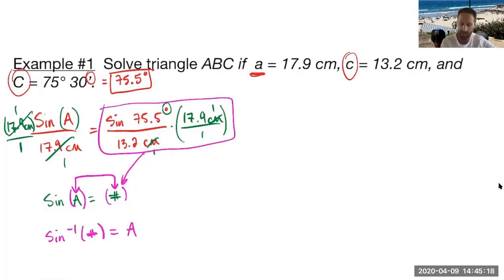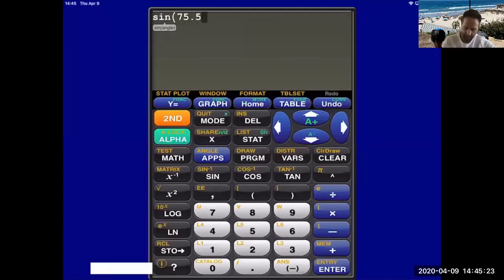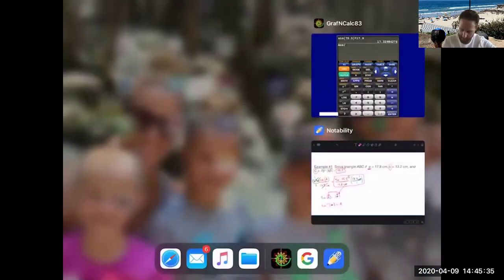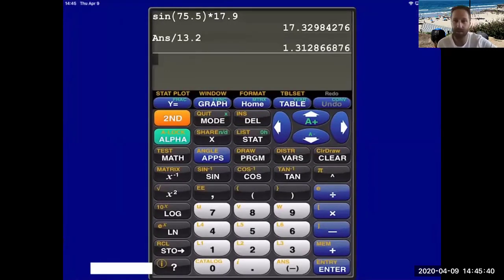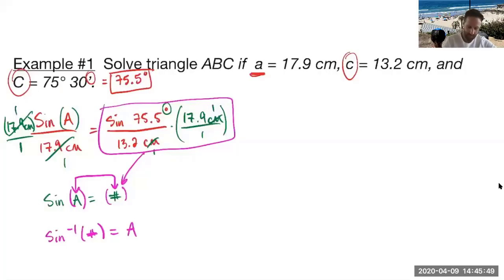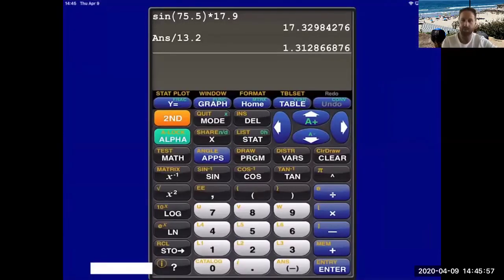And so in order to do this, I'm going to pull out the calculator real quick and start with the sine of 75.5. And it was multiplied times 17.9. And then we took that and we had to divide it by 13.2. And when we get that, we get 1 point something. Now, I don't know if you guys remember, what we were trying to find was the inverse, the angle for sine that gives us 1.3 something, something, something.